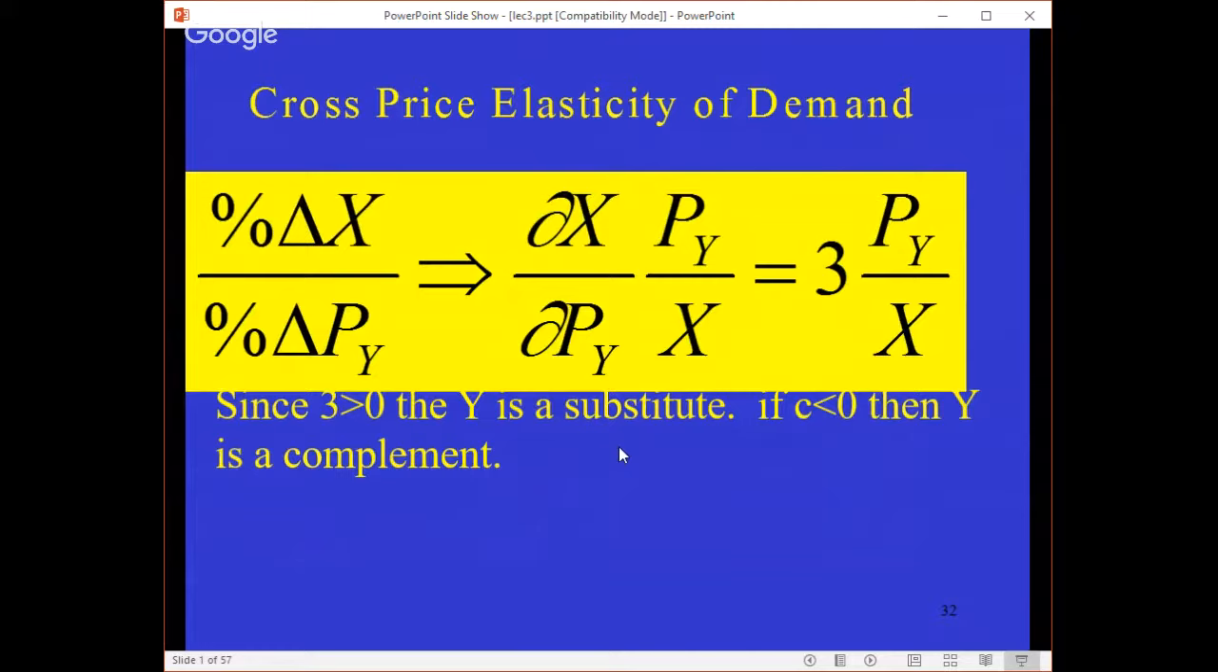Own price elasticity? Isn't it between two? Yes, in this case, it's between y and x. So it's the price of y. I don't know what the demand for y is, but I don't care because I'm only concerned about x. So it's the partial of x with respect to the price of y times the price of y over x. Y is another good. That's why it's a cross price elasticity and not an own price elasticity.